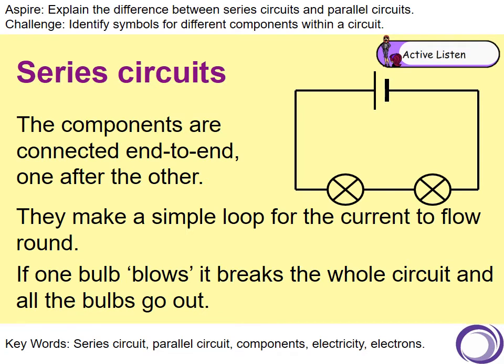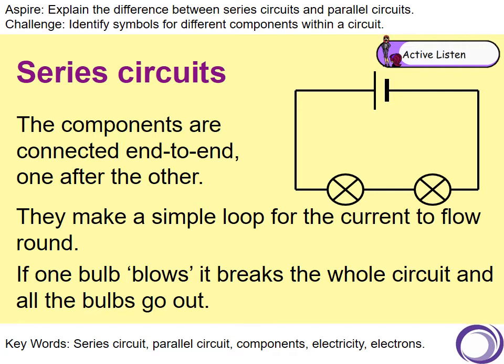So the first circuit is a series circuit. Here we can see all the components are connected end to end, one after each other. You can trace the line going all the way from the cell through one bulb and then through the next bulb and then back into the cell. They make a simple loop for the current to flow around.